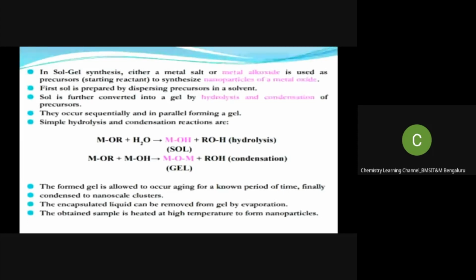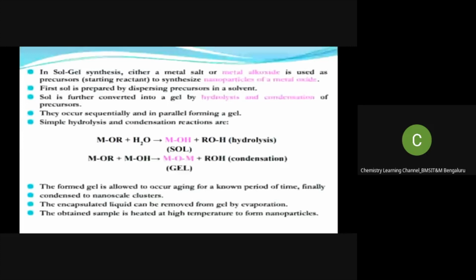Sol is further converted into gel. For the formation of the gel, hydrolysis and condensation processes are done. They occur sequentially and in parallel, forming a gel. For hydrolysis, the metal oxide and water combine to form the metal hydroxide. This process is called hydrolysis. The metal hydroxide which is formed is nothing but the sol.